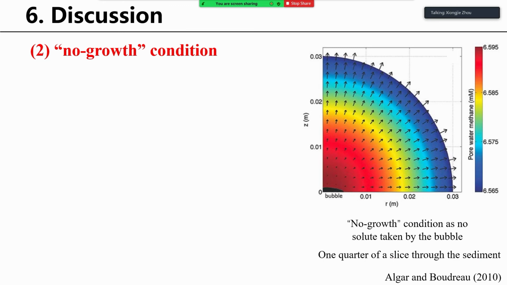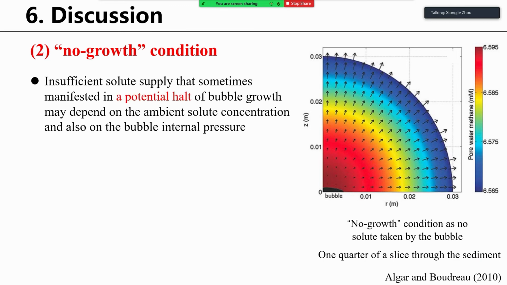The second one is the no growth condition. So what is the no growth condition? The no growth condition is insufficient solute supply, which may depend on the ambient solute concentration and also on the bubble internal pressure. We can see from the picture the arrow is directed outwards, so there is no solute going into the bubble.